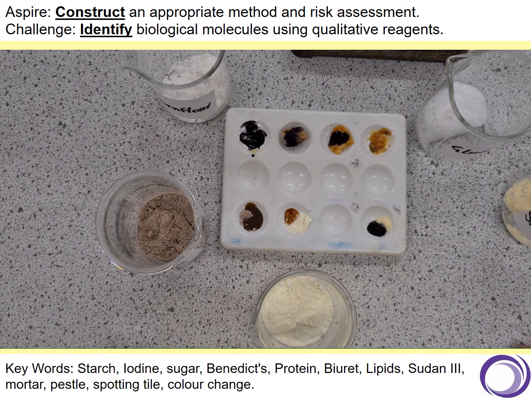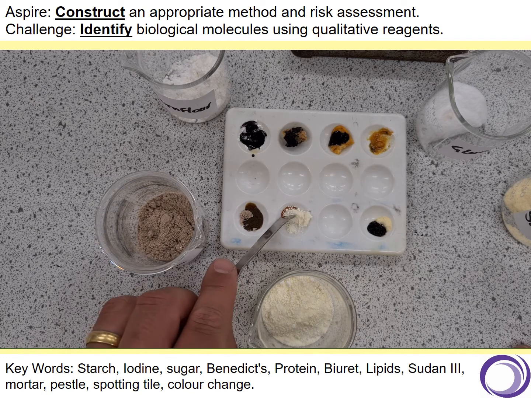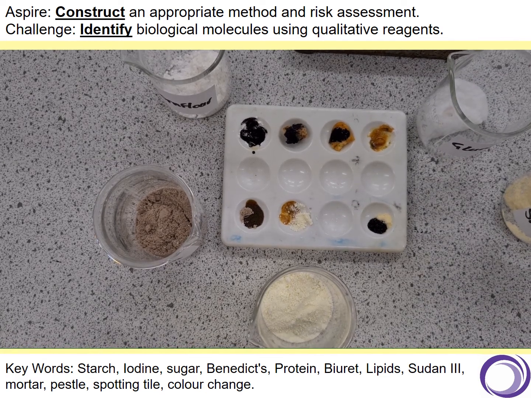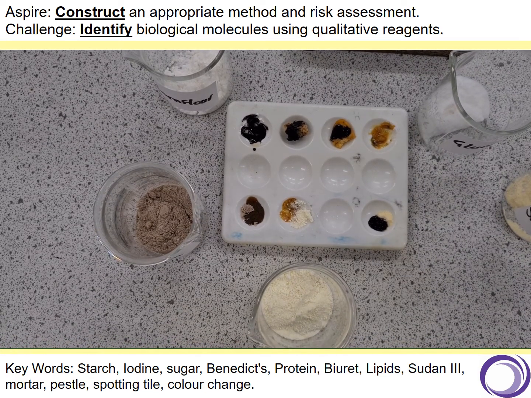So if it turns black, it's got starch present in it. If it stays this browny colour, then it has not got starch present. That's the starch experiment. Iodine turns black if starch is present.